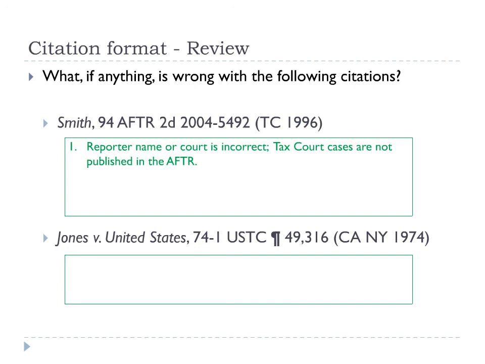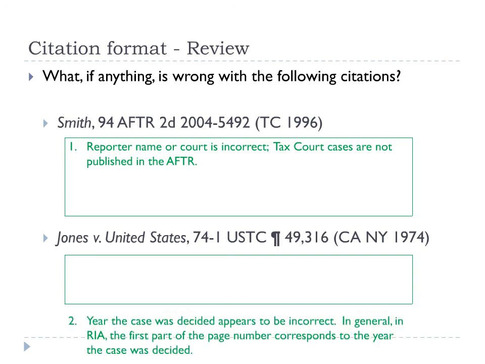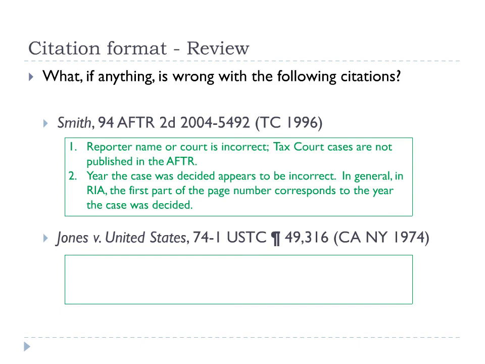Note also that if this was a circuit court case, there would need to be two parties in the names portion of the case citation. Only in tax court cases can the government, the second party, be left out of the citation. What's the second problem? As you read more cases in RIA, you will note that there generally seems to be a correlation between the first part of the page number reference and the year in which the case was decided. That is, given the page number begins with 2004, we would expect that the case was decided in 2004 or perhaps even 2005, but 1996 definitely seems too early.